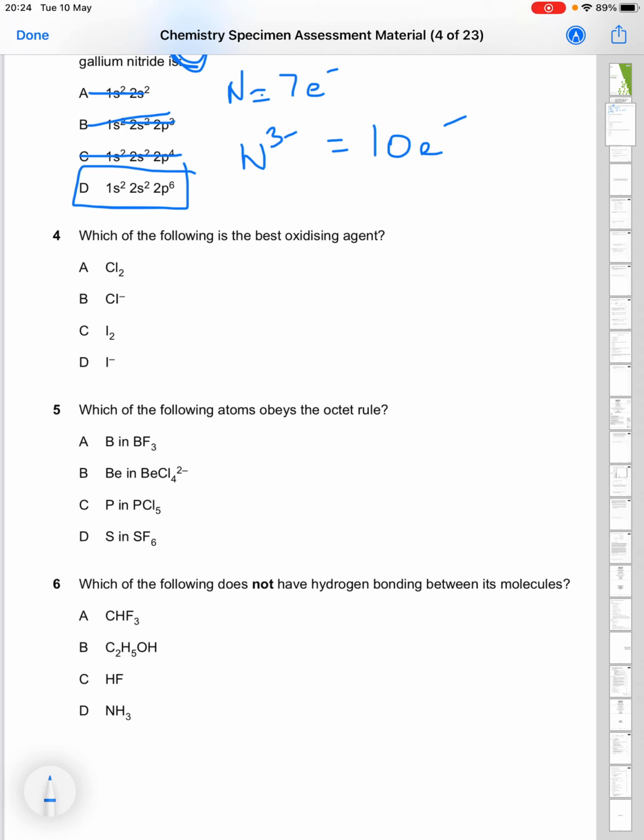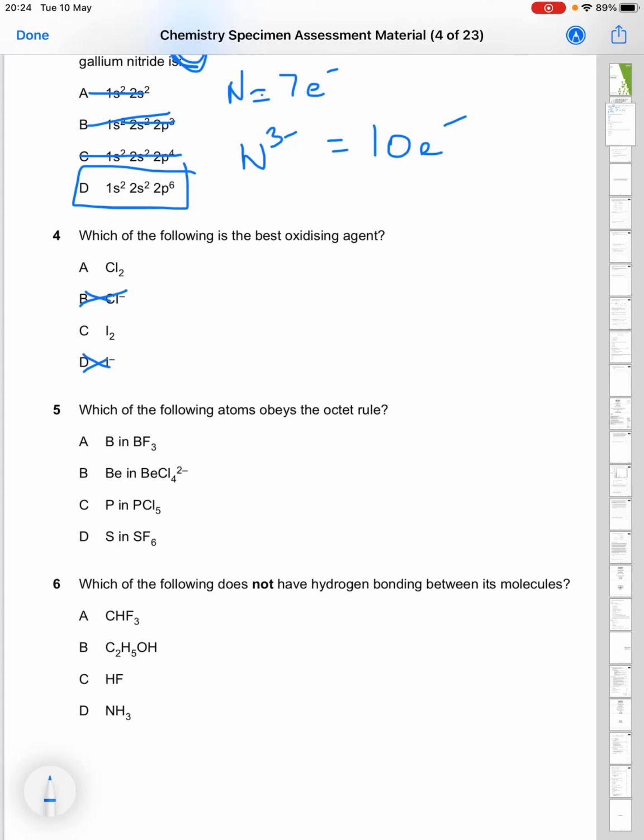Number 4, which of the following is the best oxidizing agent? So an oxidizing agent causes other things to be oxidized, so it is reduced itself, and reduction is gain of electrons. So we can rule out B and D because they're already negatively charged, they're not going to gain electrons, so it has to be either chlorine or iodine.